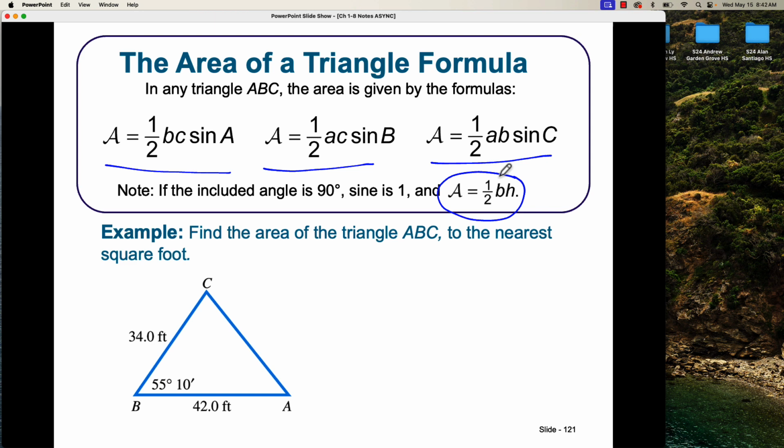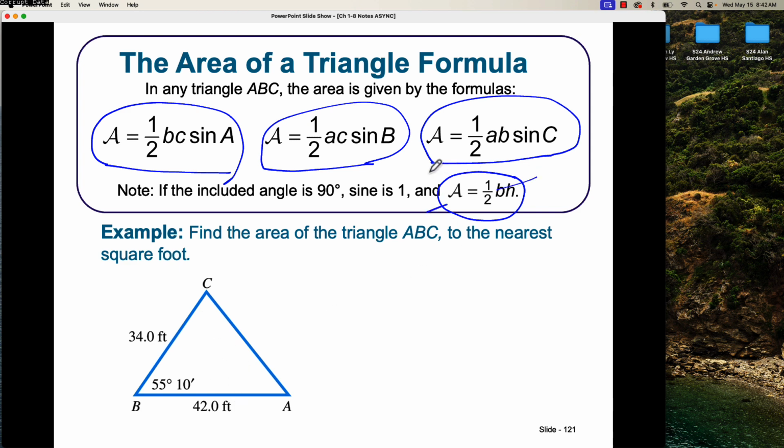Okay, let's look at an example. Find the area of the triangle ABC to the nearest square foot. Okay, so we have many formulas now, well, 4 for the area of a triangle. We have 1/2 base times height. We have this one, and this one. So we need to be strategic. We need to select one of our 4. This is not a right triangle, at least I don't believe it is. So I'm not going with this one here.